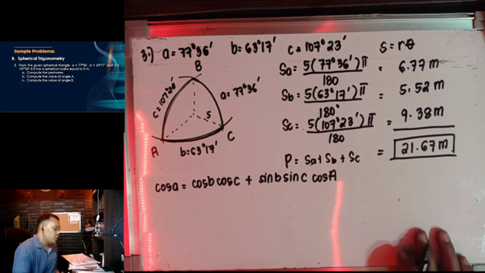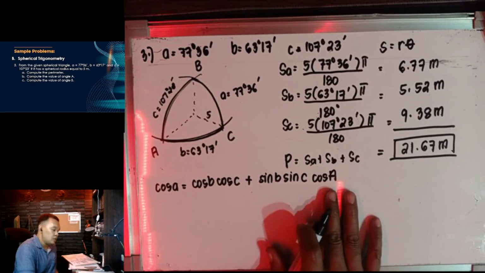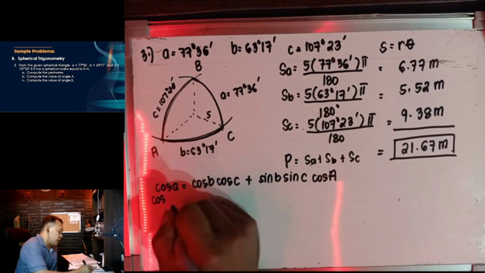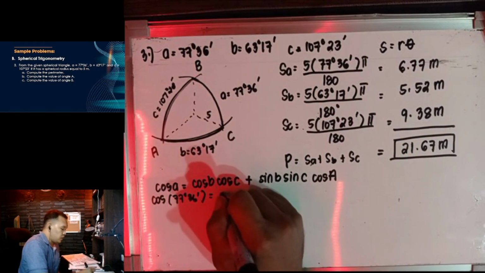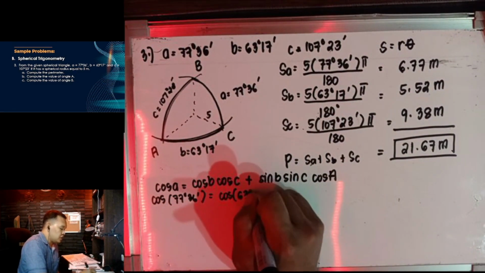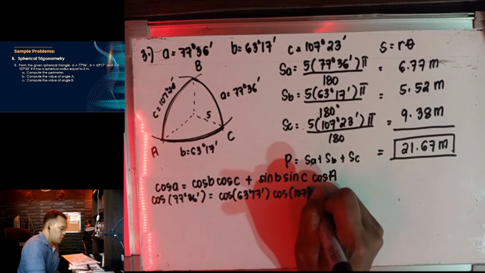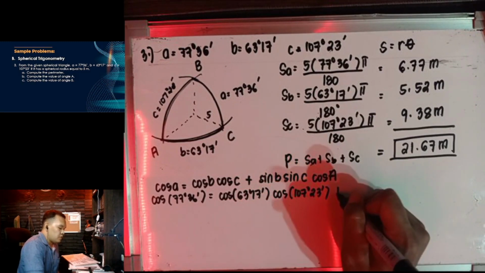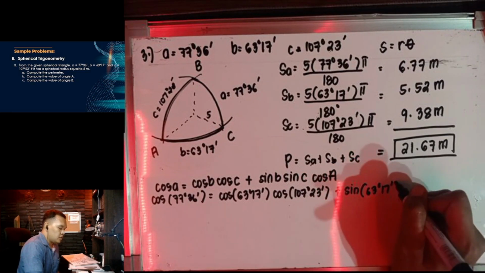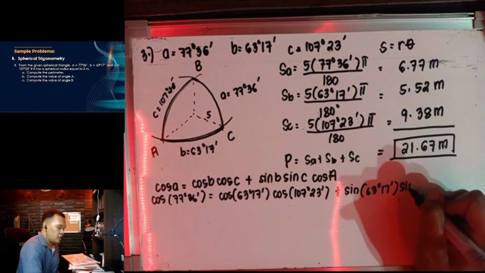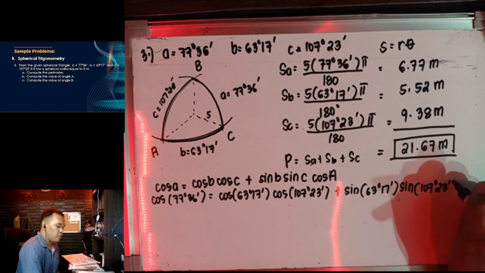Okay? So, since ang pinapahanap ay si angle A, so mayroon tayong value ng small a, b, and c. Lagyan na natin dito. So, we have here cosine A, which is equivalent kay cosine B, 63 degrees and 17 minutes, cosine C, which is 107 degrees and 23 minutes, plus sine B, 63 degrees and 17 minutes, sine C, which is equivalent kay 107 degrees and 23 minutes.